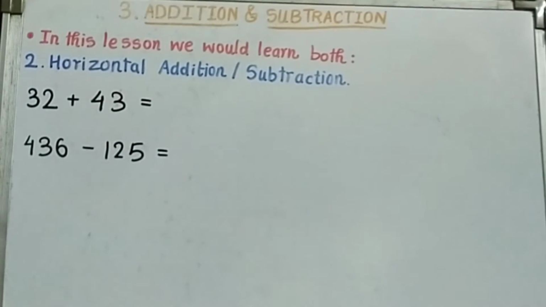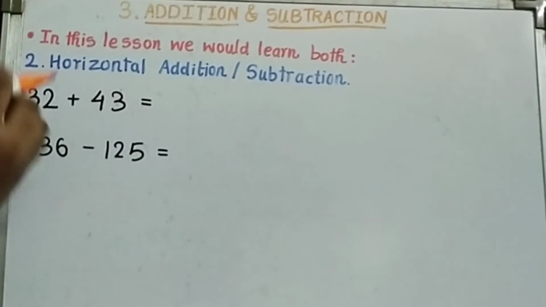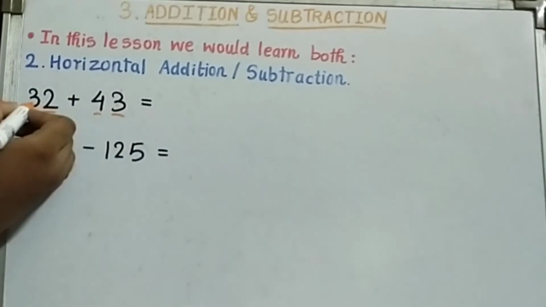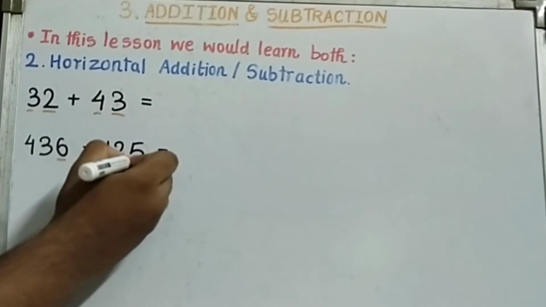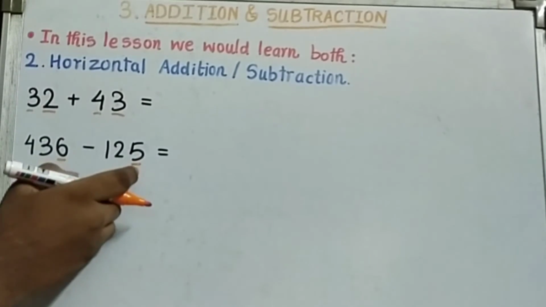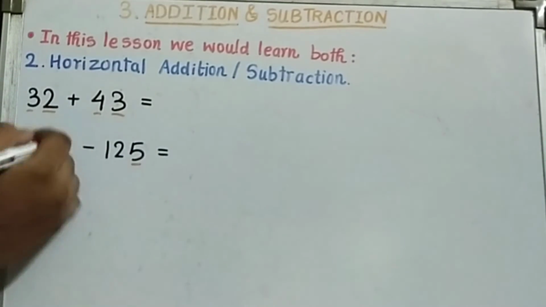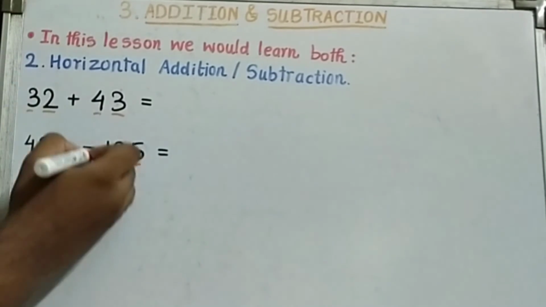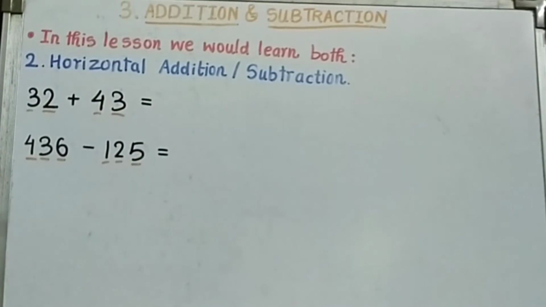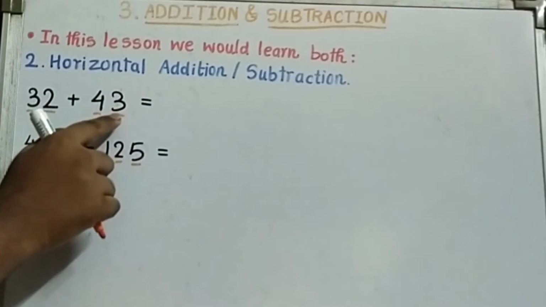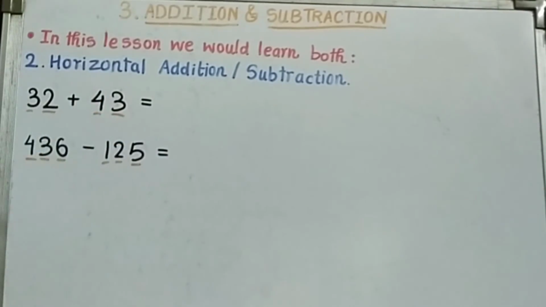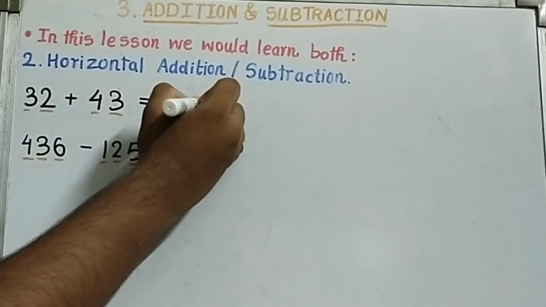So our next method is horizontal addition and subtraction. So here we will horizontally add and subtract. In this, first we have to see the unit digits and tens digits separately. All the digits in their place should be subtracted or added with the digit in that place only. Okay. So here we can see unit digit with unit digit. So the unit digit is 2, we will add it with 3. 2 plus 3 would give us 5. So we will write 5 in the unit digits.